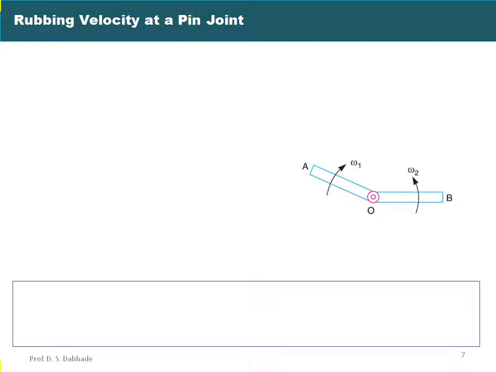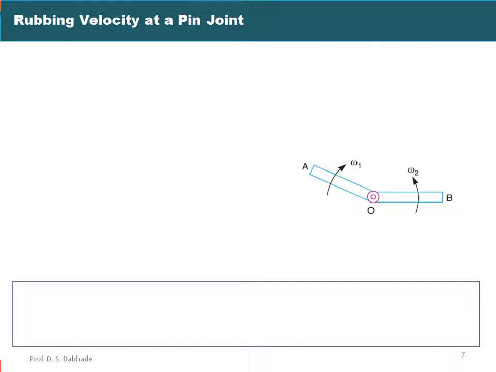Okay, so if two links are joined by means of a pin joint, here we can see the link OA and the link OB. Suppose both have some angular velocity, let it be angular velocity omega 1 and angular velocity omega 2. Due to the rotation of these links, the pin will acquire some motion, and we have to find the velocity at this pin joint, which is known as the rubbing velocity.